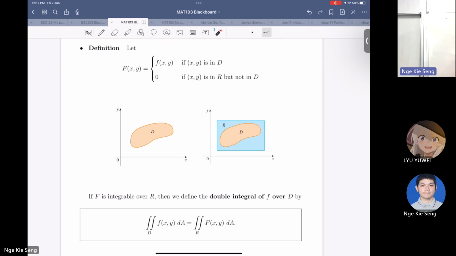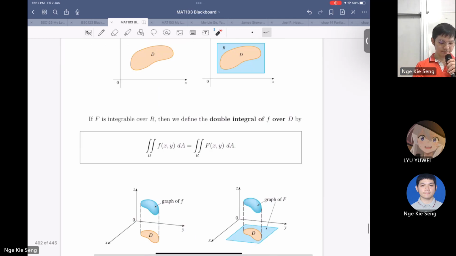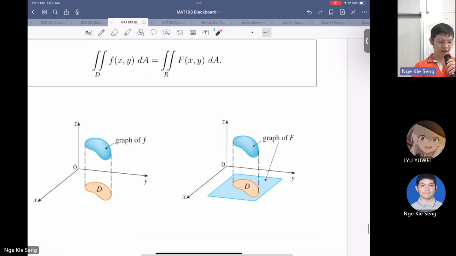Then you can use your Fubini's theorem, and all the things we learned just now: iterated integral, volume, and so on. So this is the idea here.